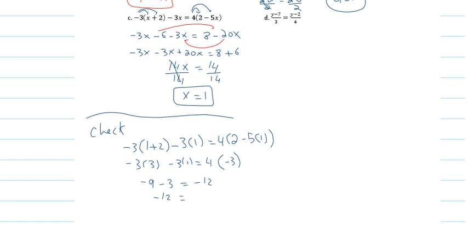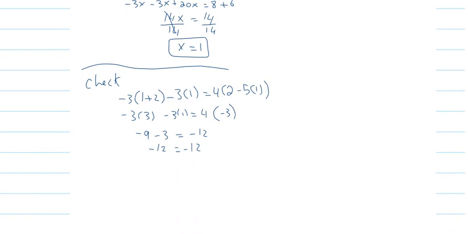Because both sides are equal to each other, so the left side is equal to the right side, that means my answer is correct. Okay? If you do this and your left side is not equal to the right side, before you go back and change your answer, make sure that you've done the math correctly. If you have done the math correctly, then go back and check your work. Okay? So this is how you check your answer.